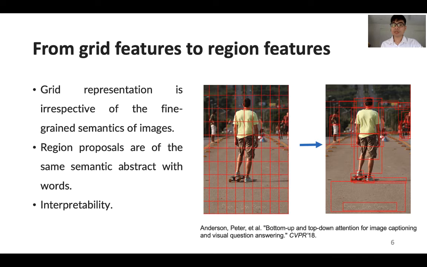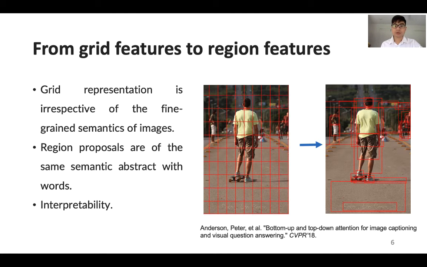Grid representation is the output of common convolutional networks such as ResNet or VGGNet, let's say. While the region proposal is the output of an object detection algorithm, where one bounding box represents a possible object detected in the image. In terms of semantic meaning, the region proposals and words have the same semantic abstraction level, while this doesn't hold in the case of the grid representation.